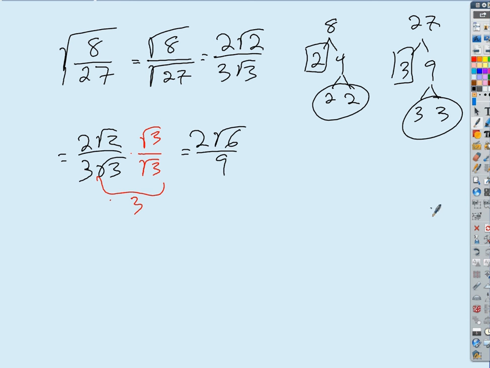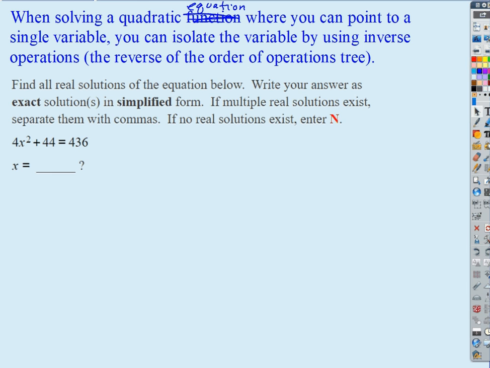Okay? All right. So last issue. Now, why are we doing this? Here's the why. The reason we're doing this is because this gives us a really simple way to solve some quadratic equations. So when we're solving a quadratic equation where we can point to a single variable like we can here, then we can just isolate the variable by reversing the order of operations, just like we did at the start of the year with linear equations.